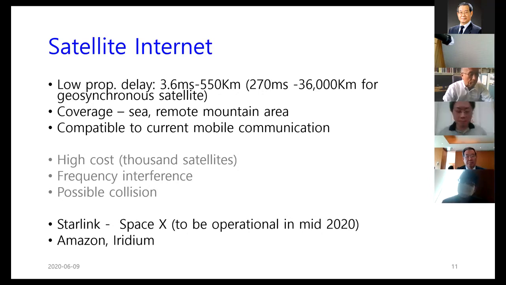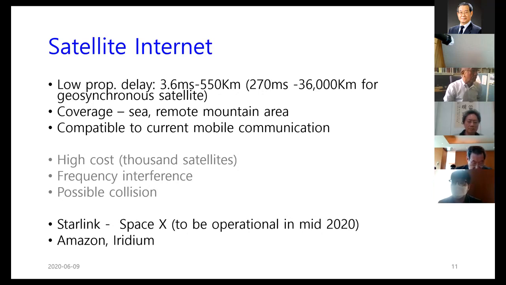But if we use a low altitude satellite, the height is 550 kilometers, 1/20th of the geosynchronous satellite. Then the delay is also 1/20th, so the delay is reduced by 20 times. So it looks quite easier and natural if we can use that service.